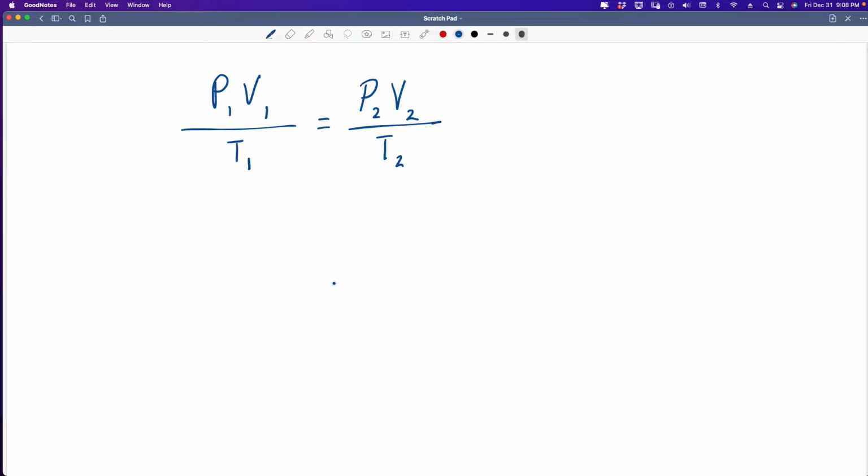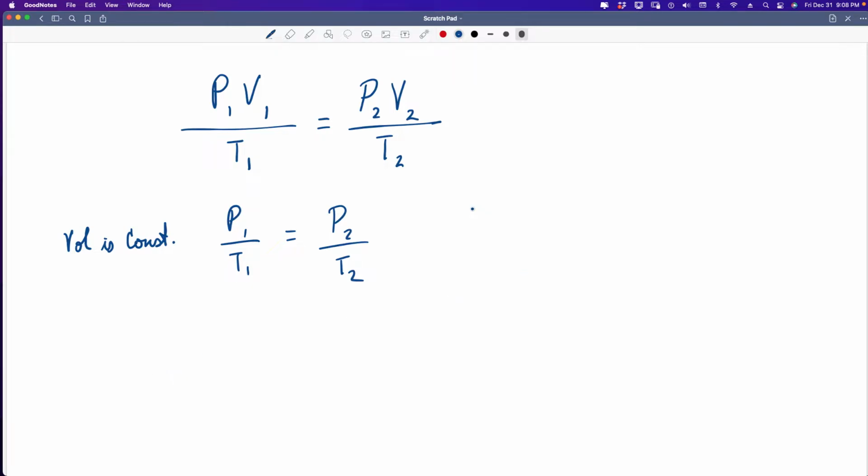Now, whenever any one of these components is held constant, we can drop that from the equation. So, if the original volume is held constant and it's the same in the beginning as it is in the end, then our problem looks like this: P1 over T1 equals P2 over T2. That's when volume is constant, okay?